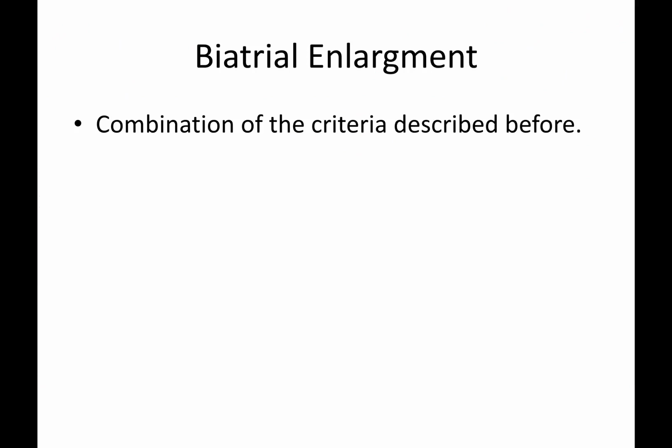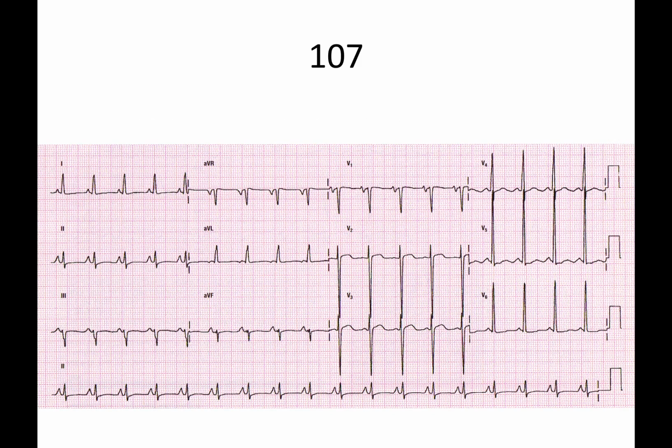Biatrial enlargement. What happens when you have both? Because that can happen too. So let's take a look at what one of these looks like. We've got a rate of 100. We've got a rhythm. Oh, sorry, I apologize. We have a rate of 110. We have sinus tach as our rhythm.